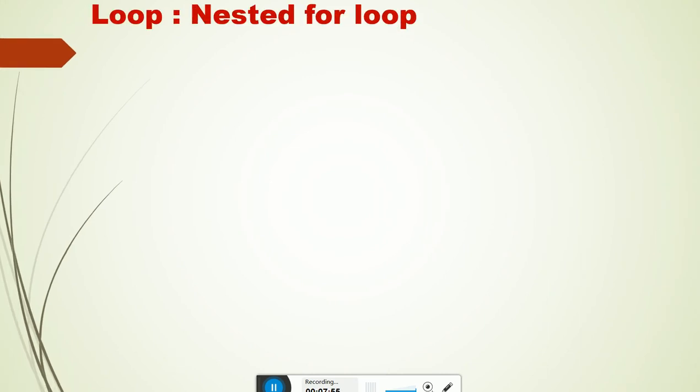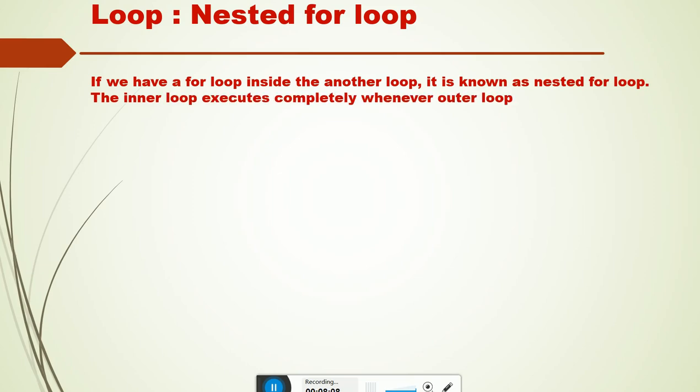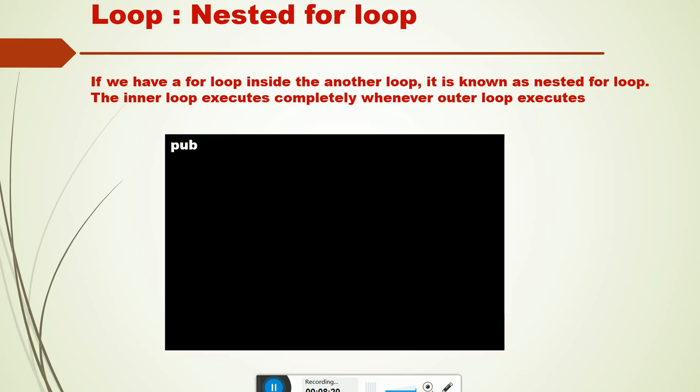The nested for loop. If we have a for loop inside another loop, it is known as a nested for loop. The inner loop executes completely whenever the outer loop executes, meaning the inner loop is dependent on the outer loop. See the example so you can understand much better.